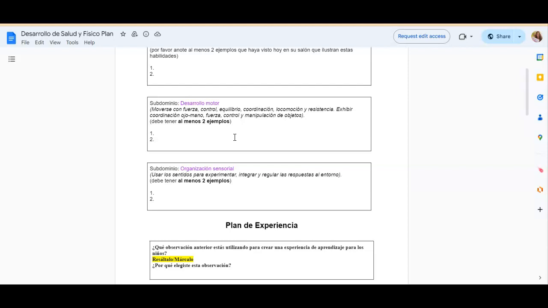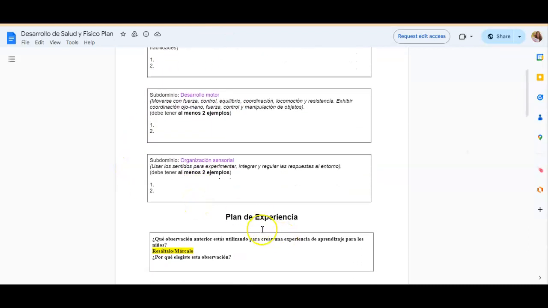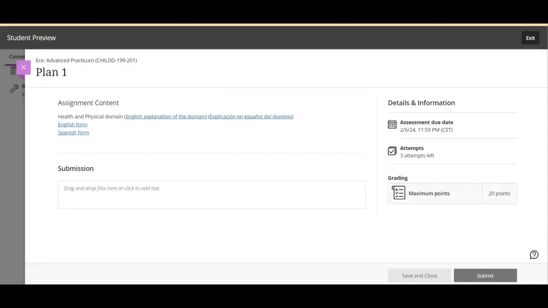So just so you know, this is how we're going to be doing all of the plans. The first week you observe in the 3 subdomains, then the following week you create an experience based off of one of those 6 observations, and you offer that experience the following week. And that's how we're going to go for the next 5 weeks. Alrighty? So hopefully that is all making good sense. So that's the first plan.